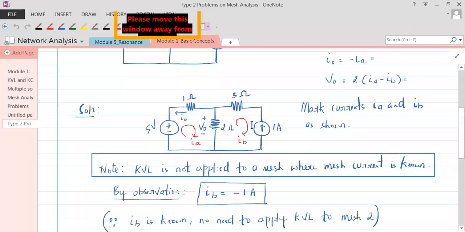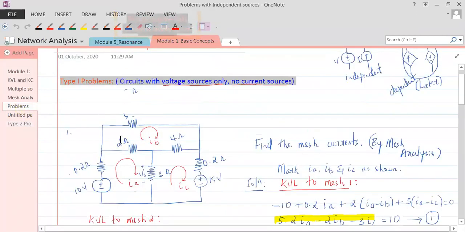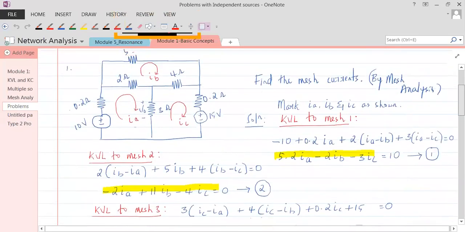That is, we got to know IB. Good. In other words, what we can say is, the number of KVLs are reducing. How many KVLs we had here? There are no current sources, mind you. There are 3 meshes, so we mark 3 currents. And do we know any currents here? No, all the 3 currents are unknowns. So there are 3 currents. We had to have 3 KVLs, mind you, and we had to solve 3 equations.